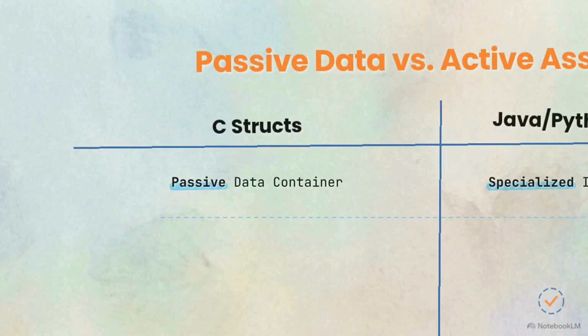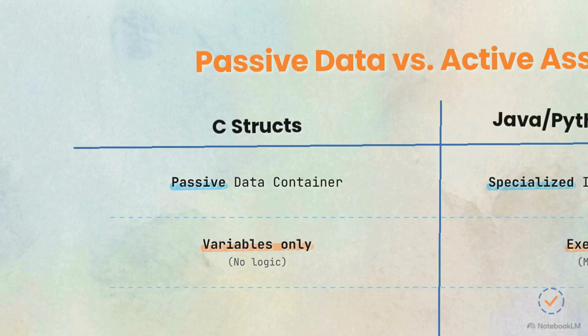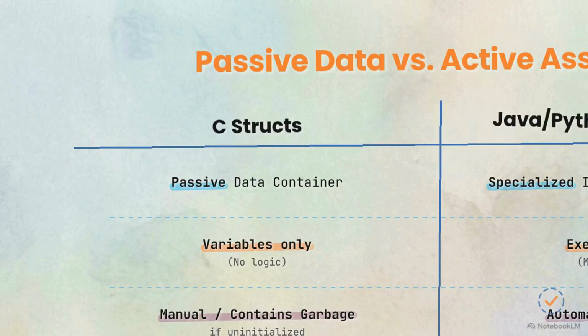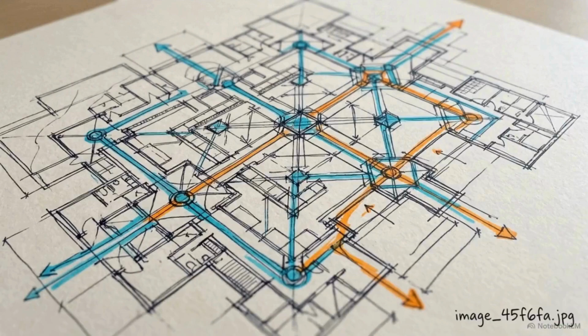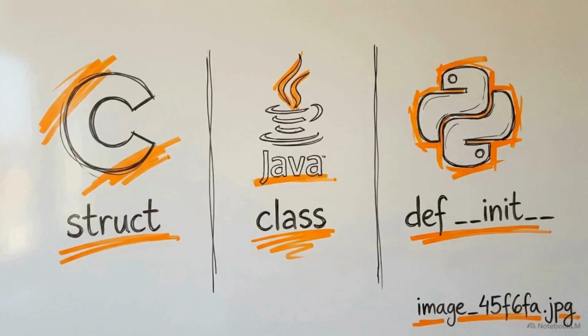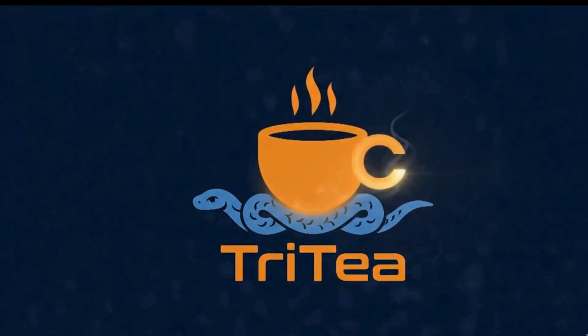Use passive structs in C when you need lightweight, raw data grouping. Use active classes and constructors in Java or Python when your data requires built-in behavior and immediate validation. Once you master the mental model of logical architecture, translating it into a programming language is just a matter of learning the local dialect. Now let's see how the code looks in C.